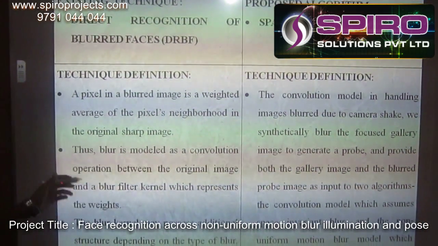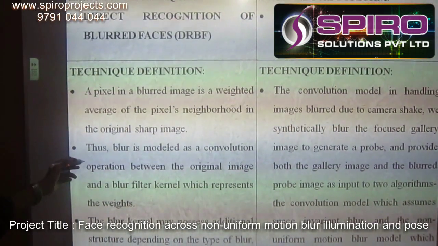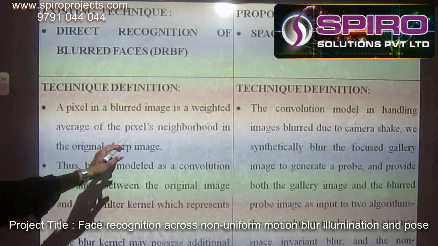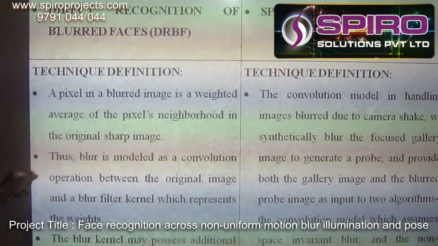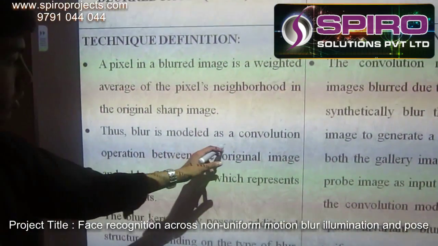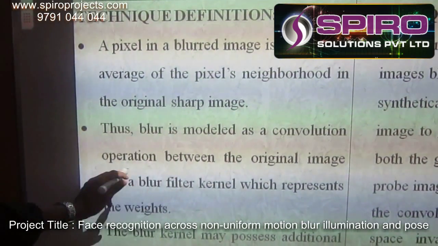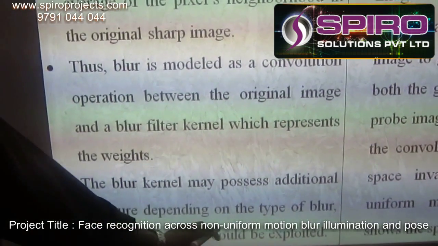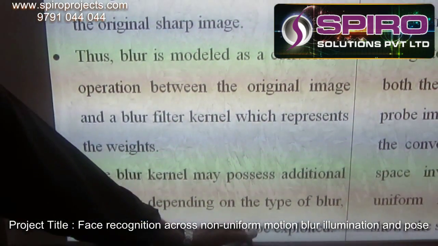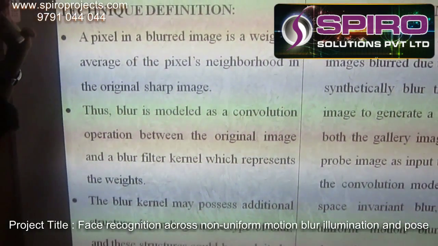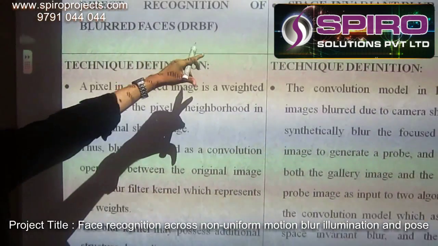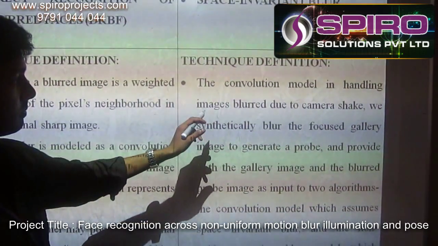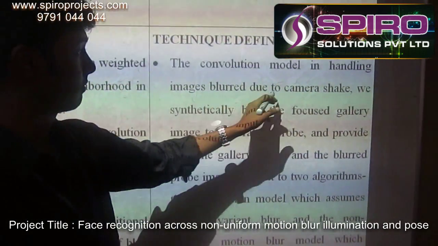Now I am going to explain about the technique which we used here. A pixel in a blurred image is a weighted average of the pixel neighborhood in the original image, and thus a blurred image is modeled as a convolution operation. This is what is performed here, and the blur kernel possesses additional structure depending on the type of blur, and the structure could be exploited. This is what we are performing in DRBF, and in the proposed technique we are handling image blur, and this is caused because of camera shakes.